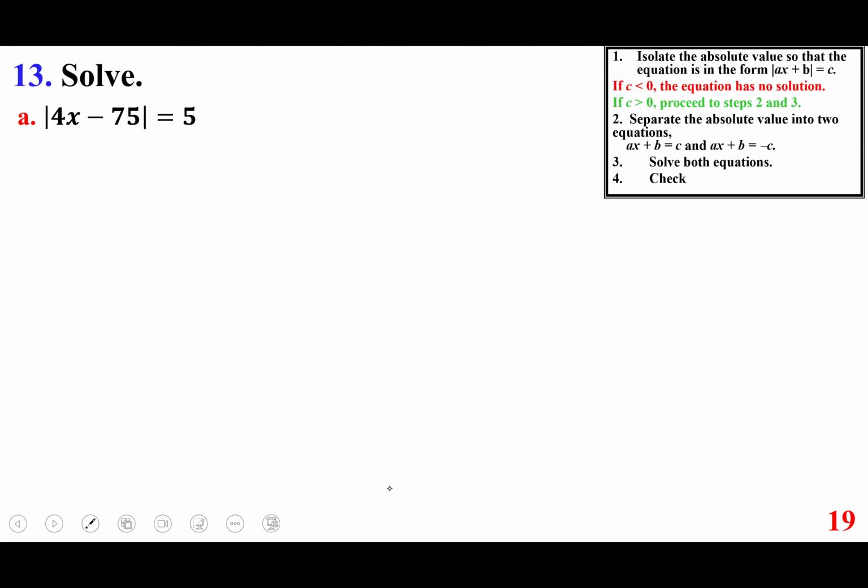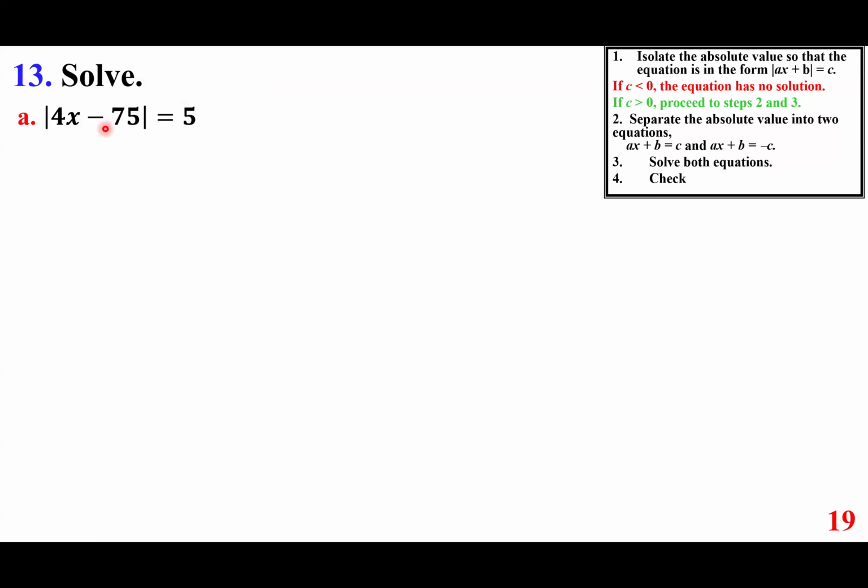We want to solve the absolute value equality, absolute value of 4x minus 75 equals 5. What is the process? Whether you have an absolute value equality or inequality, the very first step is to isolate the absolute value so that the equation is in this form. Now, if c is less than 0, the equation has no solution. What do we mean by that? Let's say we have isolated, and this is minus 5. How could the absolute value be negative? Absolute value means distance from 0. Worst case scenario is 0.